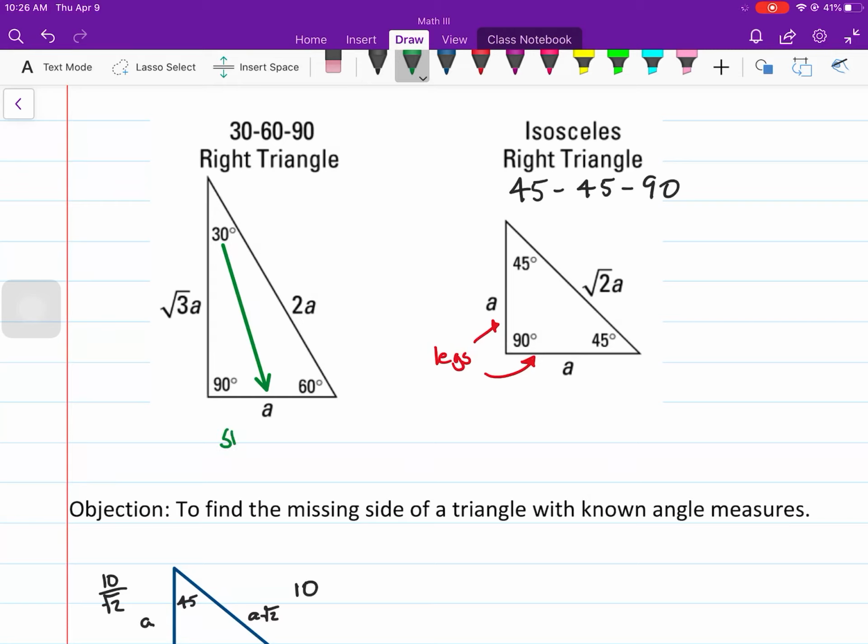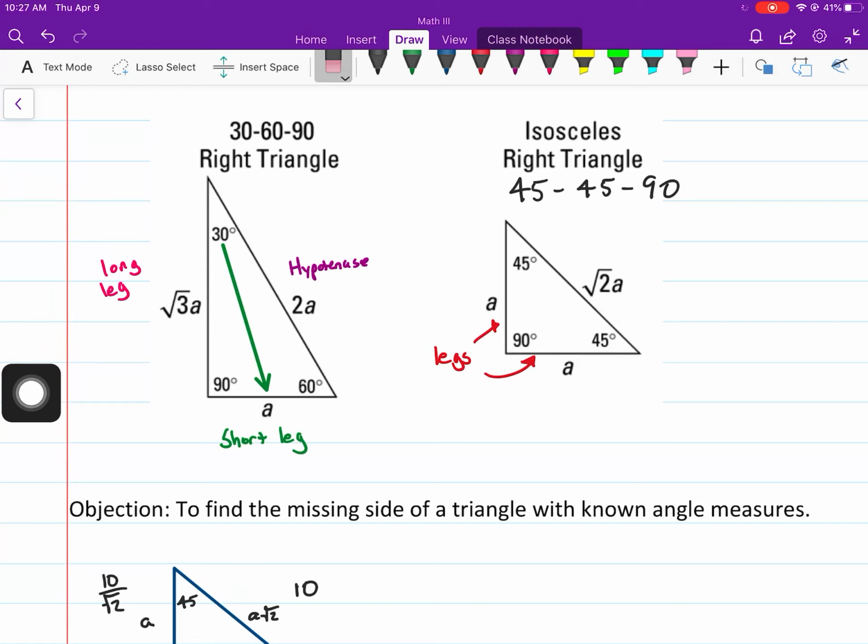So this is the short leg. Now this one right here, across from the right angle, is the hypotenuse. And then last, this one's the long leg. Why? Because it's across from the 60 degrees, so it's going to be longer than the one across from the shorter angle. So we call it the long leg.